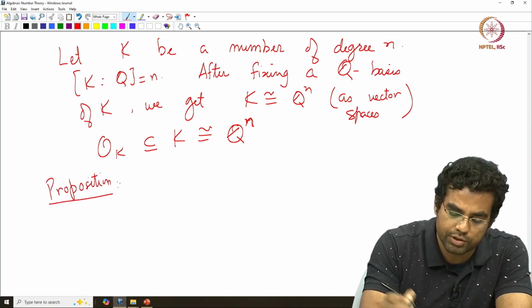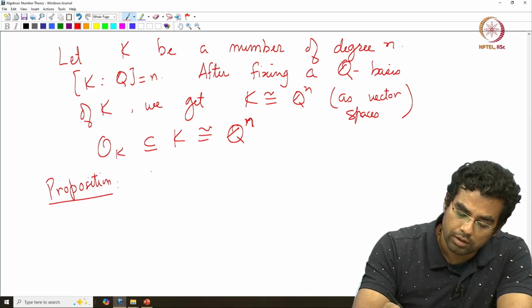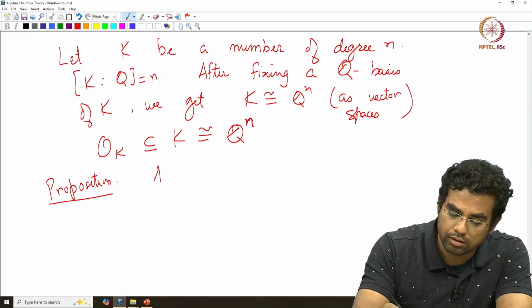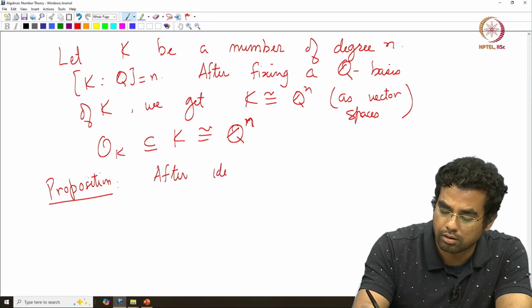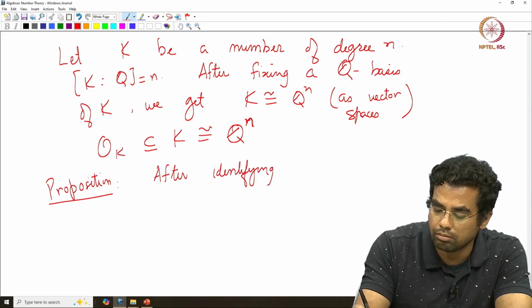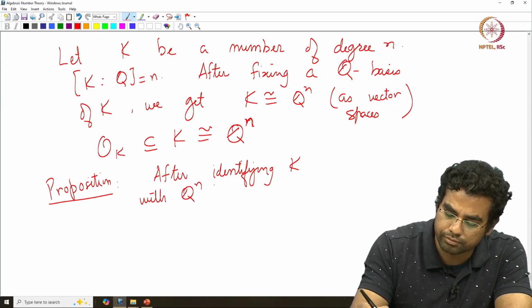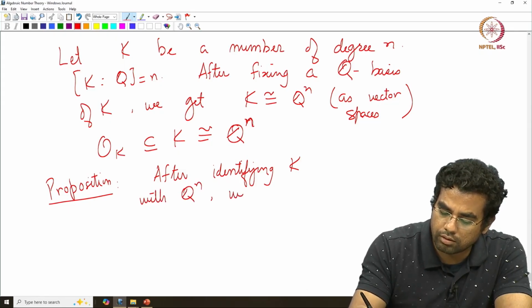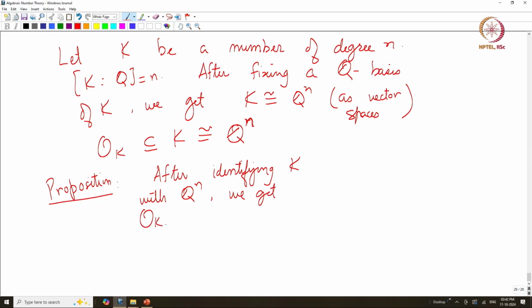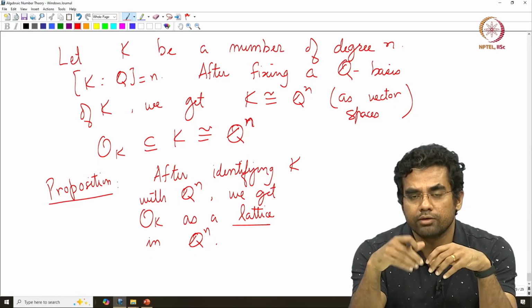Let me state that proposition anyway. So, after identifying O_K with Q to the n, we get O_K as a lattice in Q to the n. So, a lattice is a discrete subspace, a discrete Z module in Q to the n which spans Q to the n.